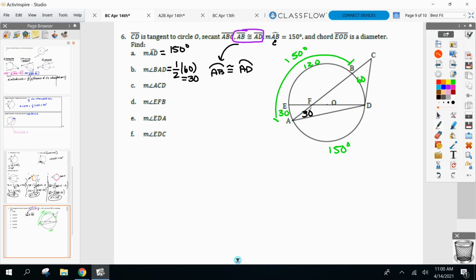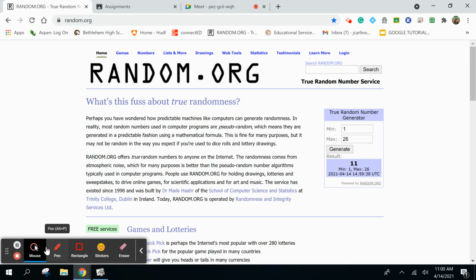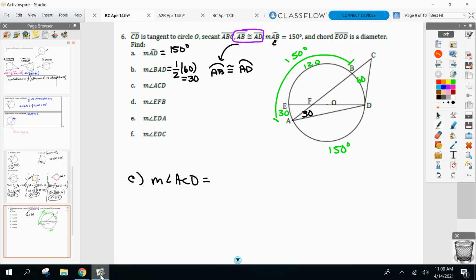Everyone okay so far? All right, let's keep this rolling. Part C. I should probably write this out down here so you guys can see the work. ACD. Sophia, ACD, inside or outside? Outside. Okay, my questions are done. There's only one way I find an angle on the outside: one half of two arcs being subtracted.